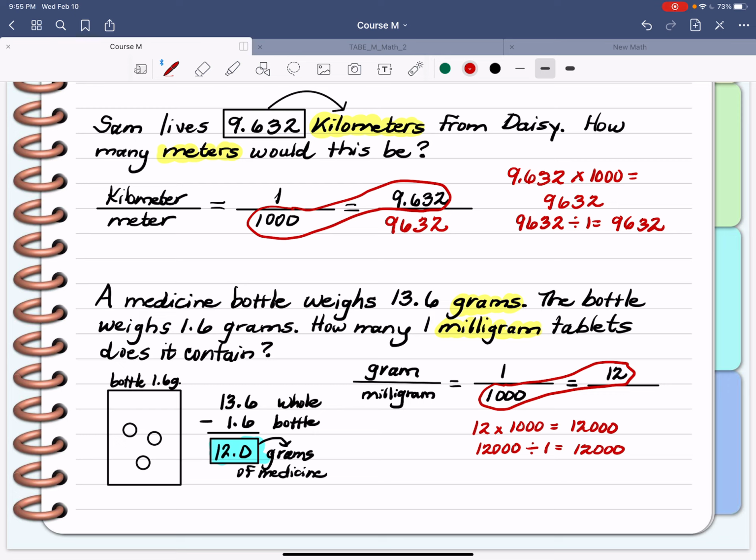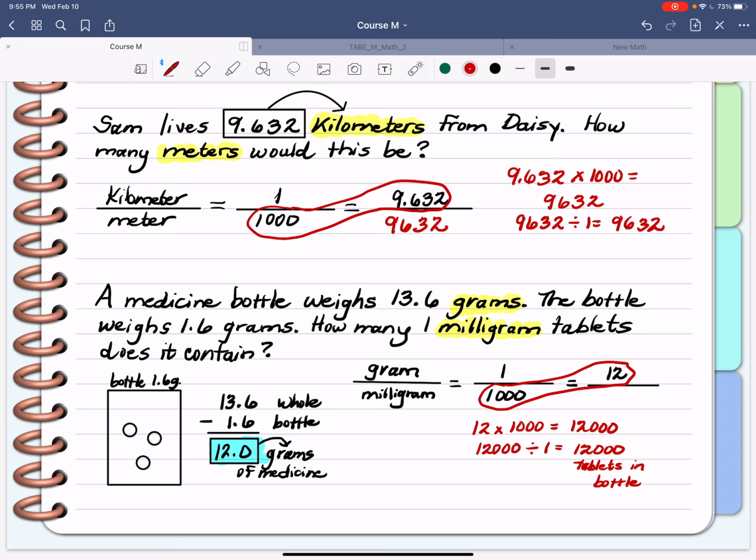So that means that there are 12,000 tablets in this bottle. And I know that is not reasonable. That's why I don't need to be making up problems. But it's correct. The math is fine. The 12 grams of medicine equal 12,000 tablets in the bottle. Maybe this is a bottle at the pharmacy before they've dispensed the medicine.